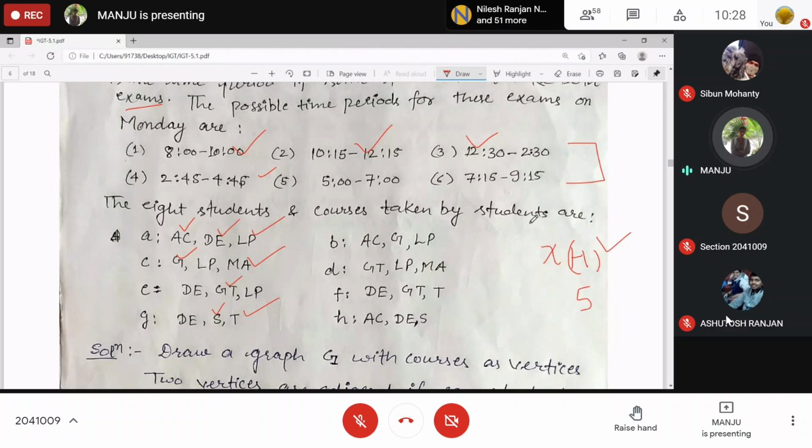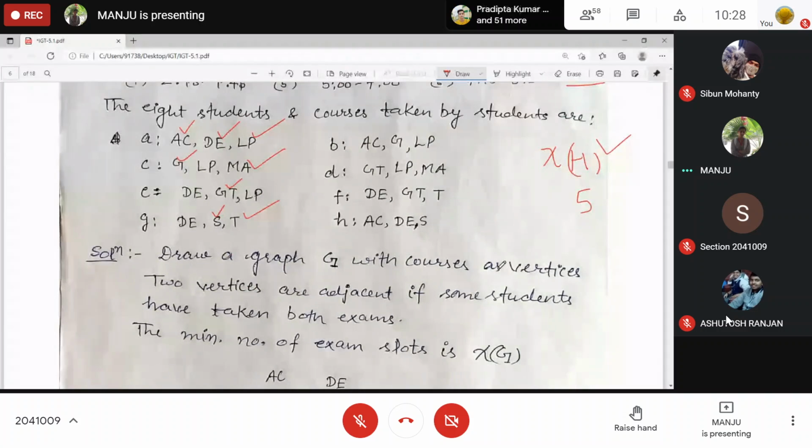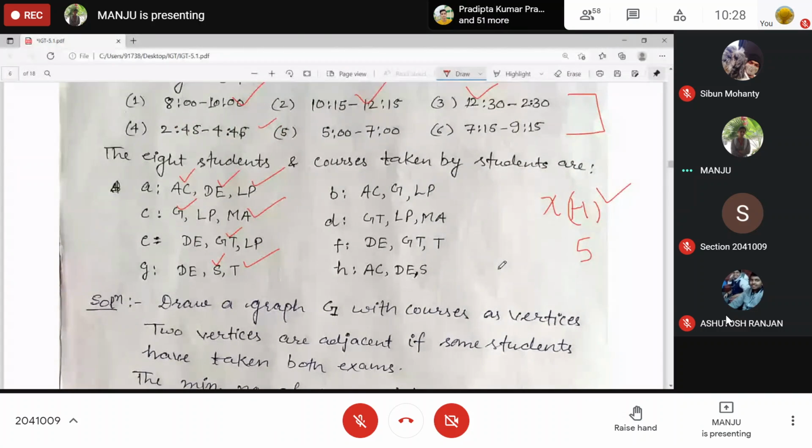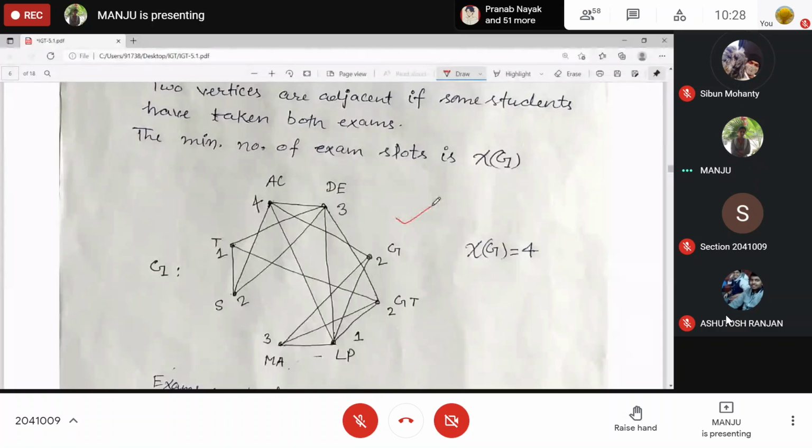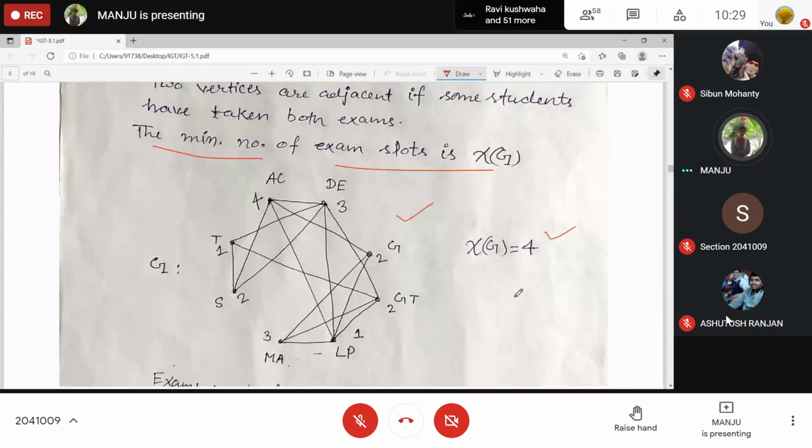Is it 5 or 4? Okay, let me draw the graph. Ma'am, 4. 4, right? Yes, the graph is looking like this. There is cycle formation between these, and these. The chromatic number we got is 4. So that is your minimum number of exam slots.